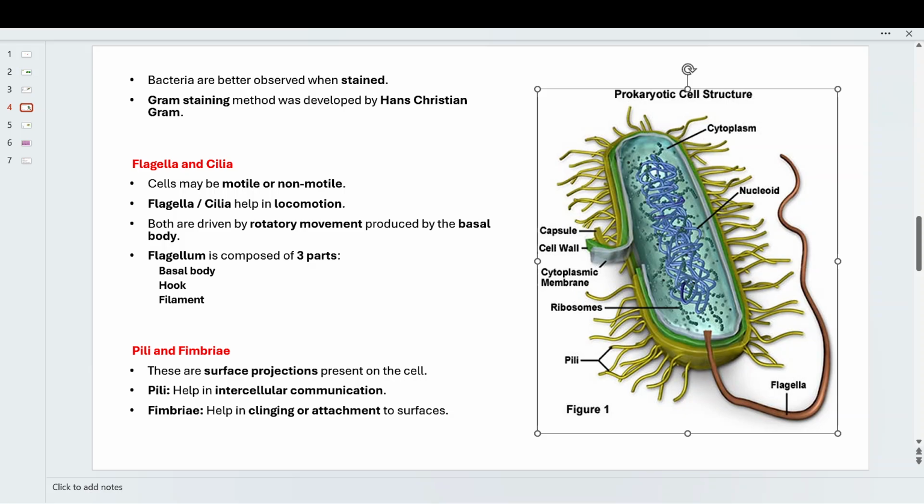Next, let's move to the next structure, that is, flagella and cilia. Some bacterial cells may be motile or non-motile. This is a flagella.